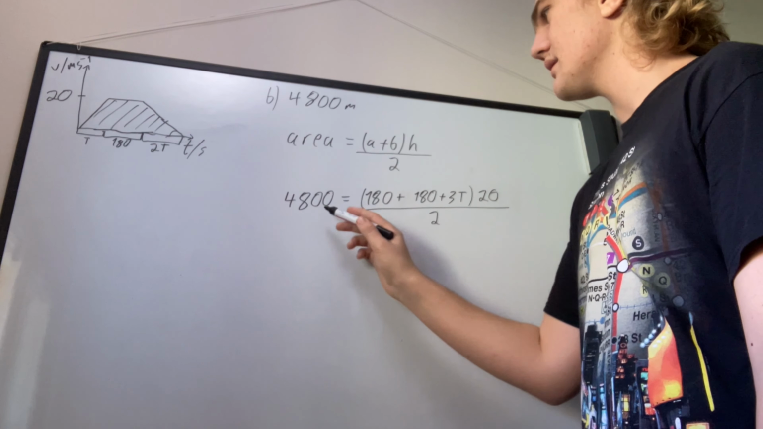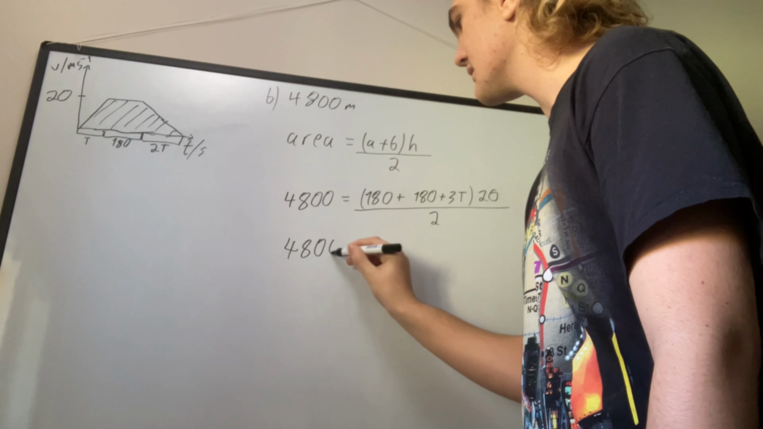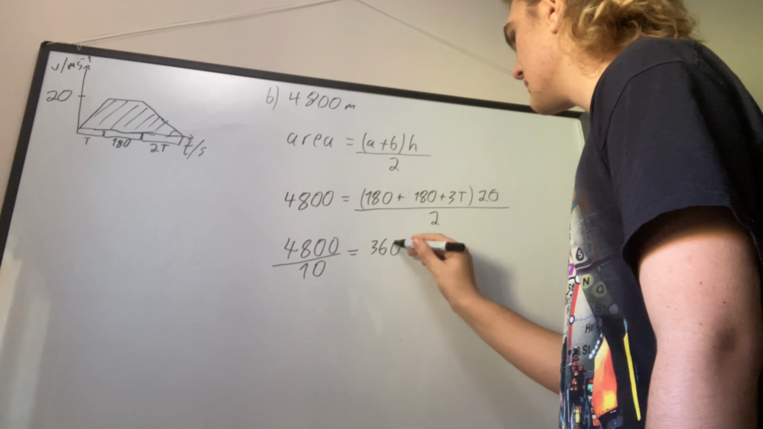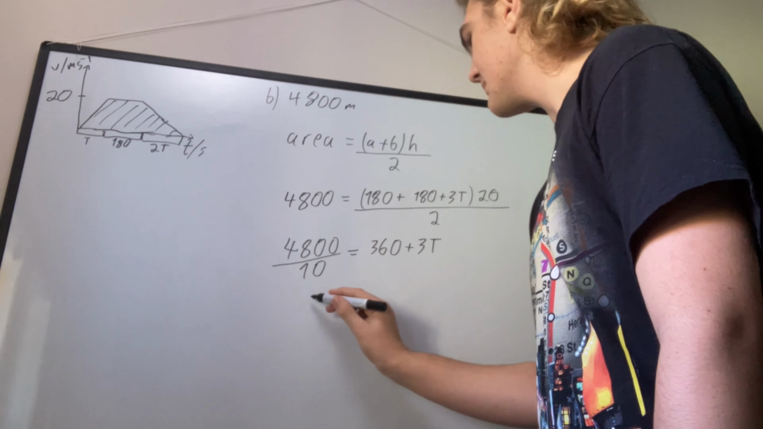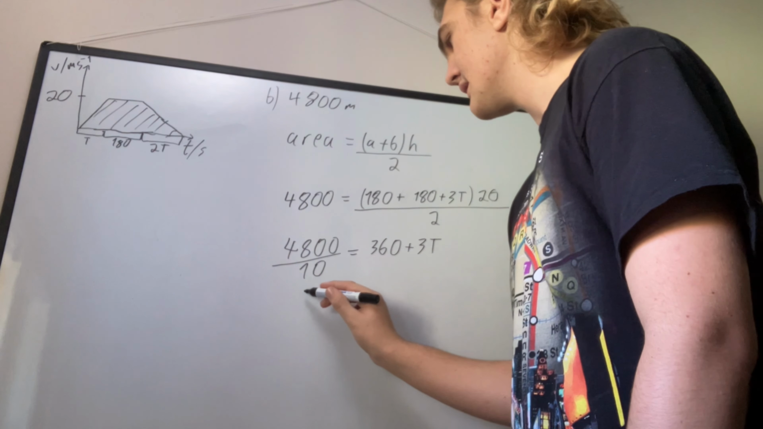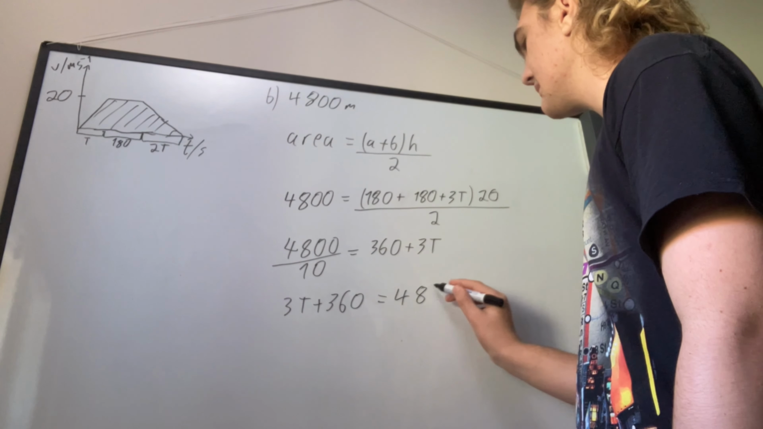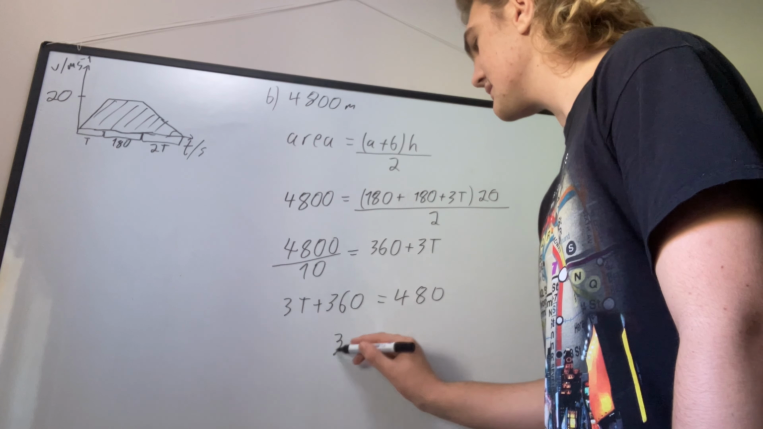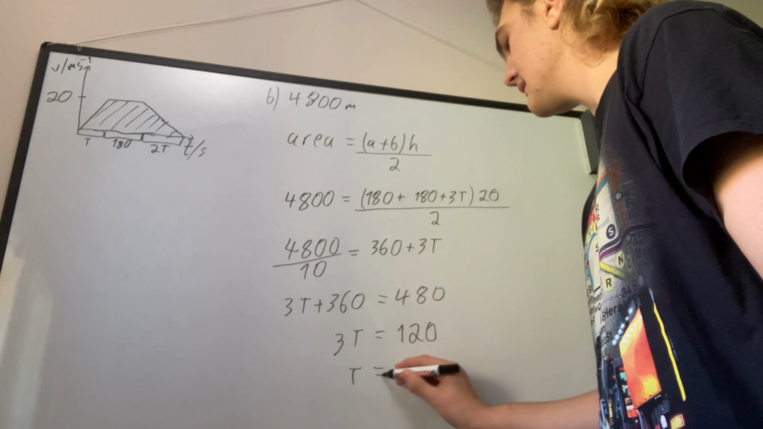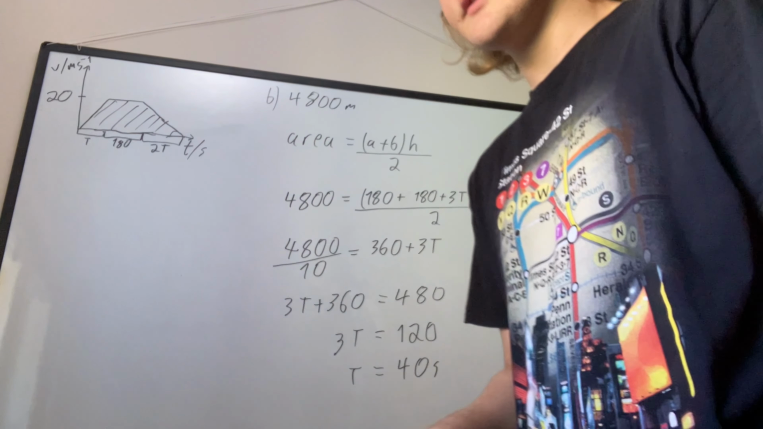So I can divide all of this immediately by 10 by moving it to the other side. So we would have 4,800 divided by 10 equals 180 plus 180 is 360 plus 3t. So that means 4,800 divided by 10 is 480. So 3t plus 360 is 480. 360, move that to the other side, do 480 minus 360, 120. T equals 120 divided by 3 is 40. So T is 40 seconds, and that's part B.